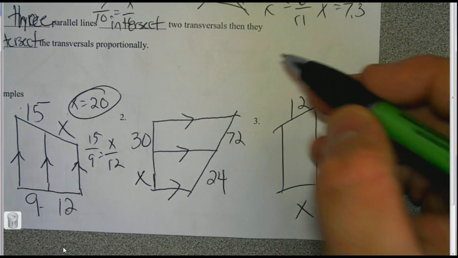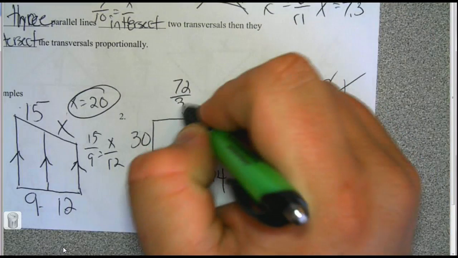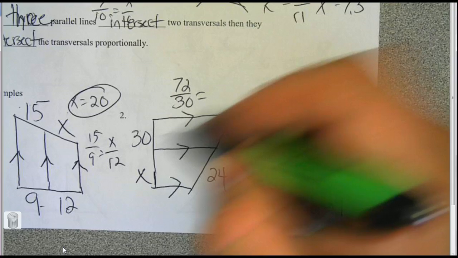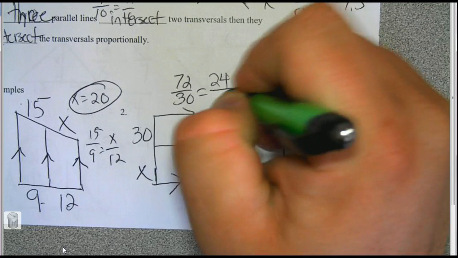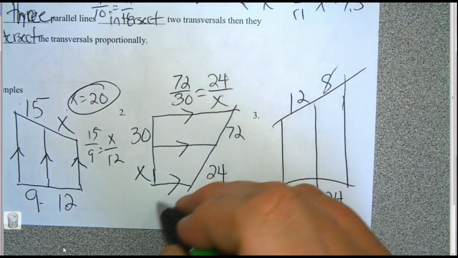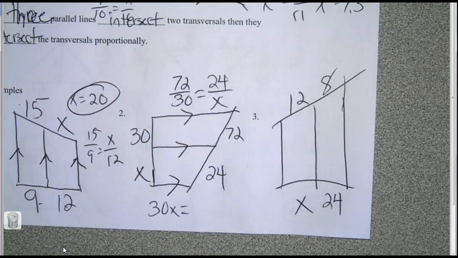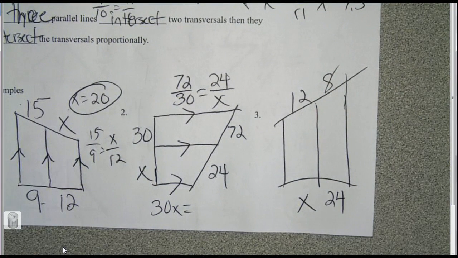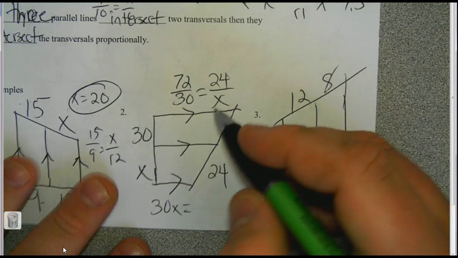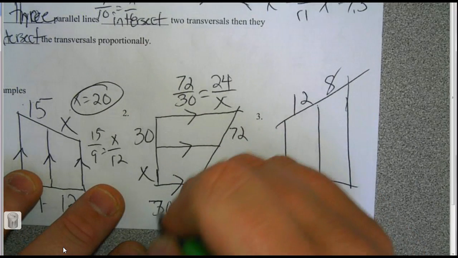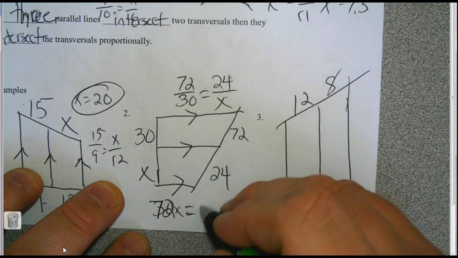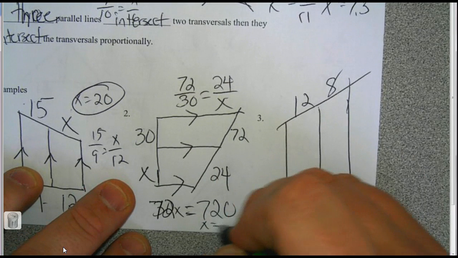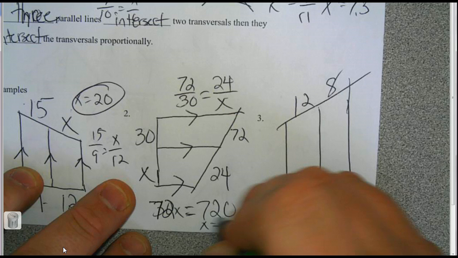Okay, so hopefully you set up the correct proportion here. You should have 72 over 30, or you can have 30 over 72, or you can have 30 over x, wouldn't really matter. And then you have 24 over x. Cross multiply, you get 30x is equal to, let's see, 72 times 24. Oh, I'm sorry, no you don't, you get 72x is equal to 720, and so x is equal to 10.